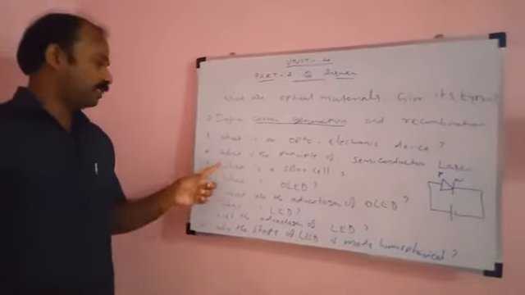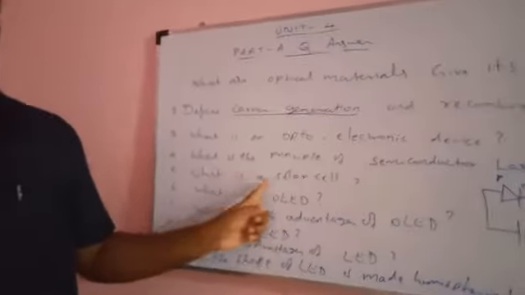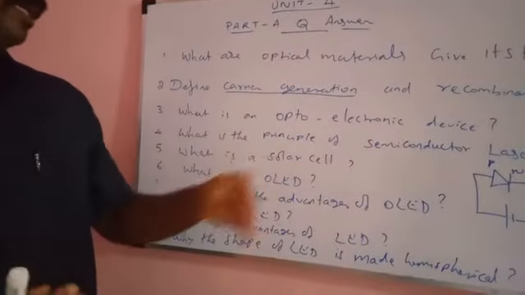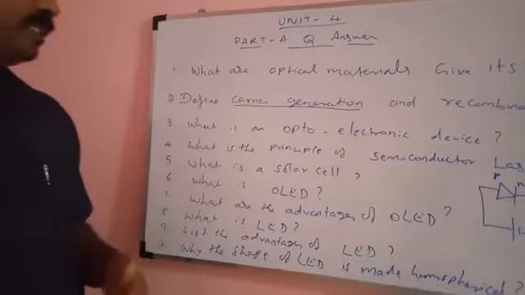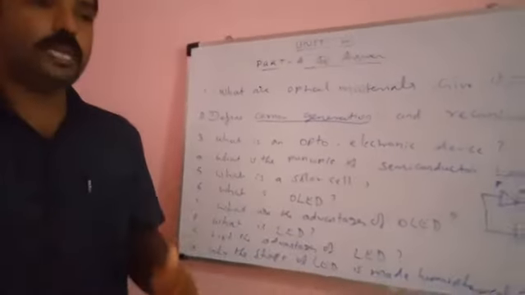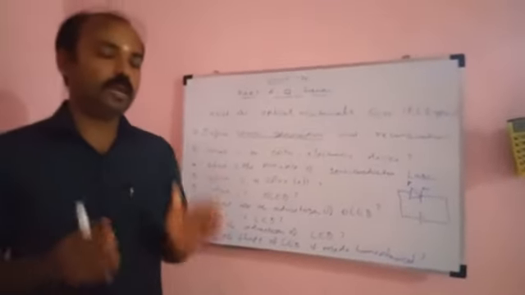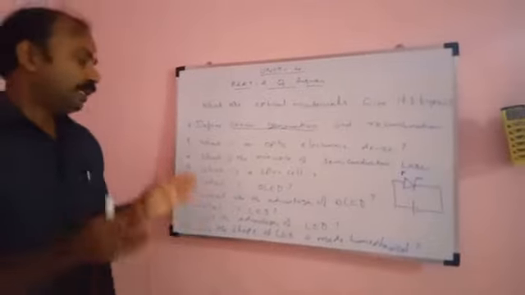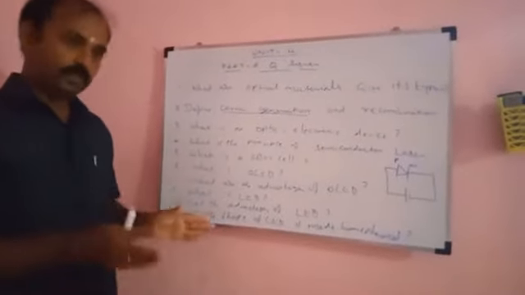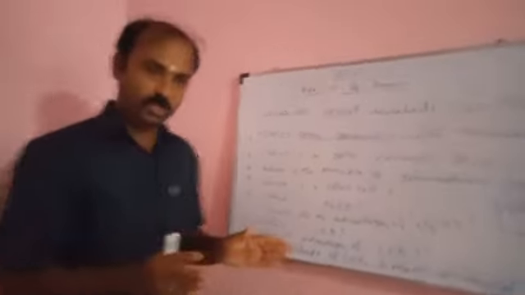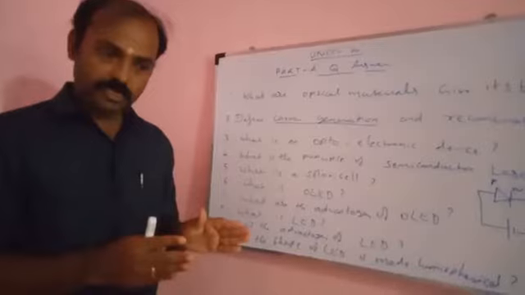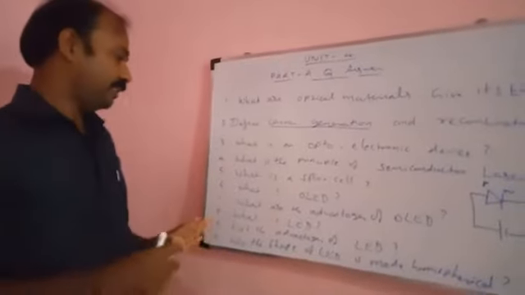Now we go to the next question. What is a solar cell? We already learned about this. A solar cell is a large area photodiode that converts light energy into electrical energy.